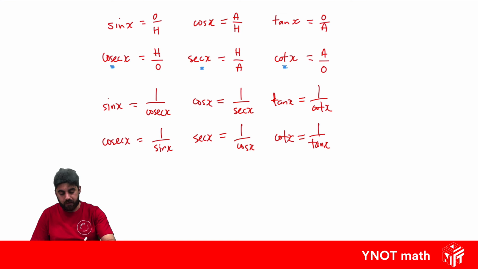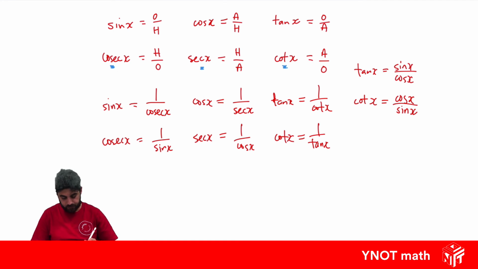You might also remember that tan x is sine x over cos x, and cot is just the reciprocal of tan, so that means cot is also cos x over sine x.